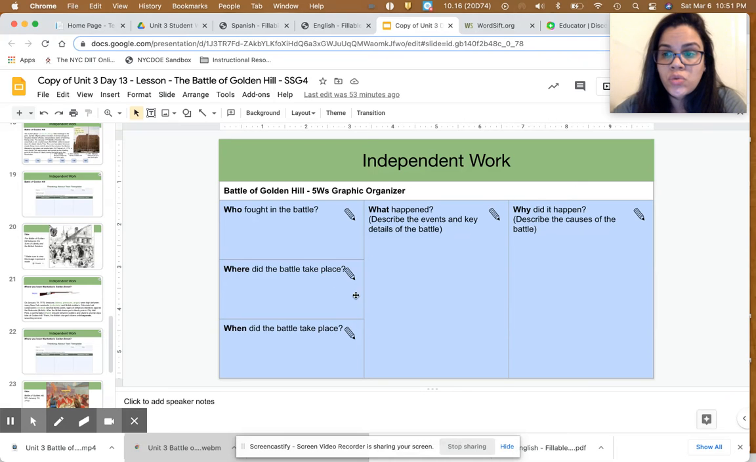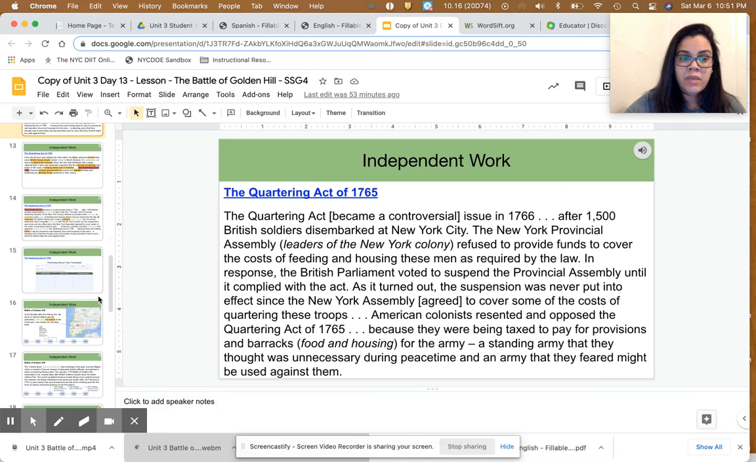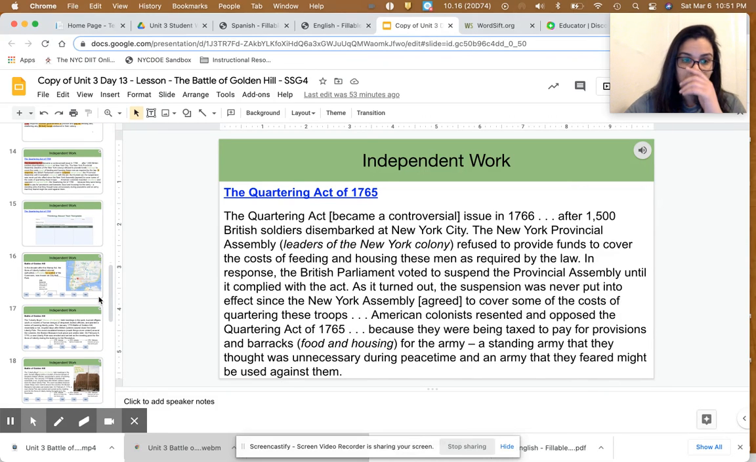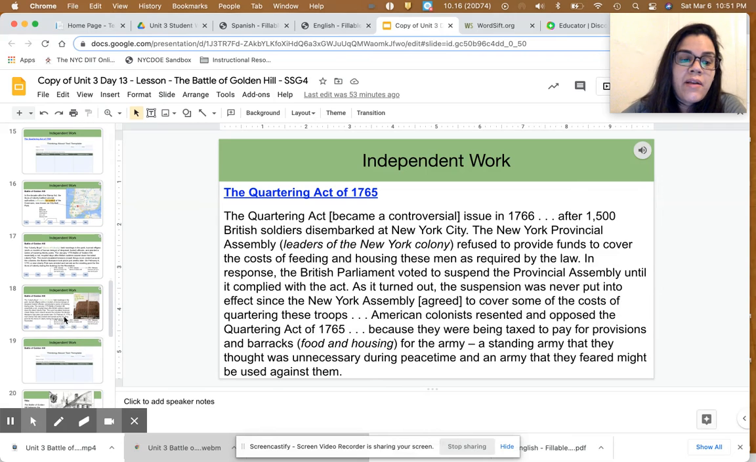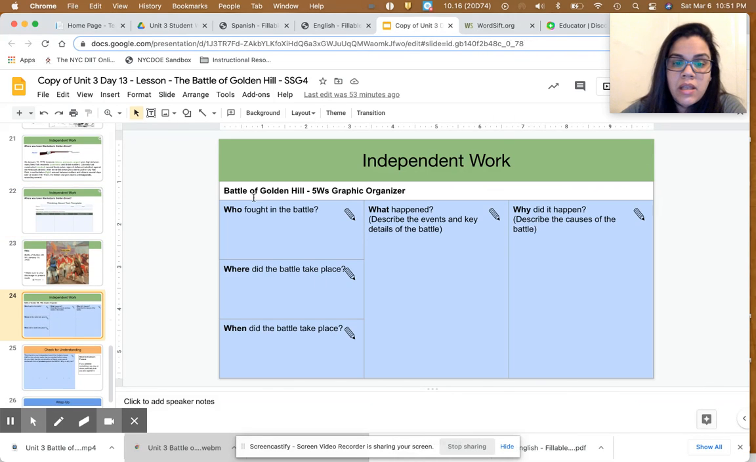You could choose for multilingual learners and English language learners to give this organizer a day before, along with the Quartering Act and maybe one more source. They could prepare a day before. You could also have them work in partnerships to discuss and fill the organizer out.